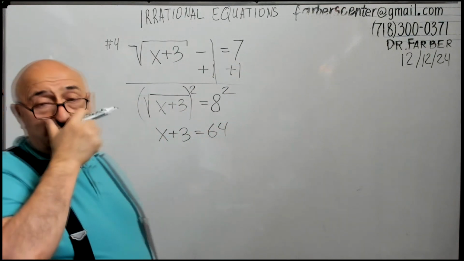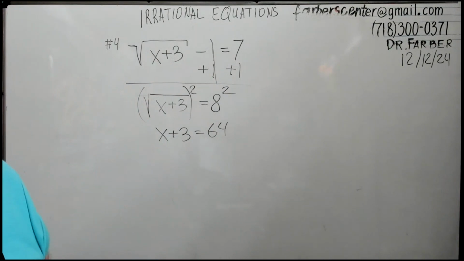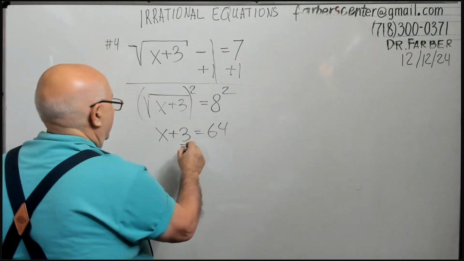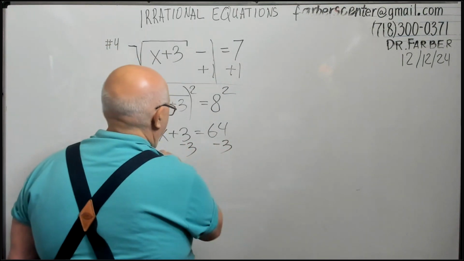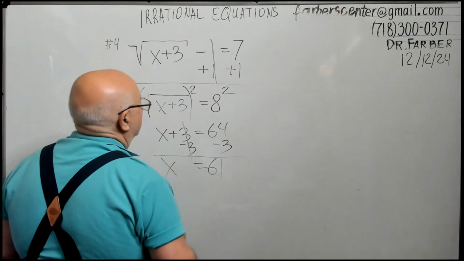Who understands everything up to this point? Every time, just 2 seconds. Raise your hand. I want to be sure. If you don't, ask me questions. Now, minus 3 and minus 3. x, cancel out, equals 61.